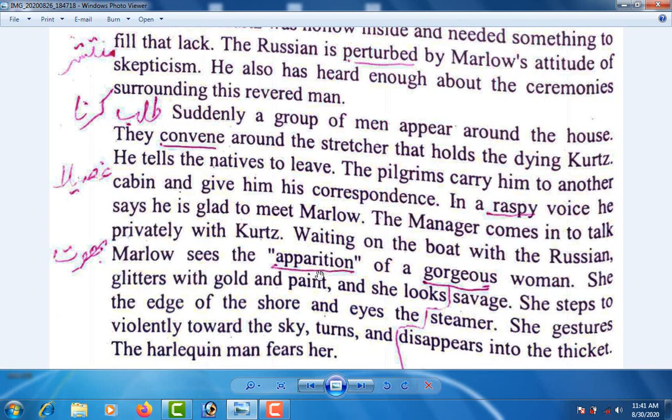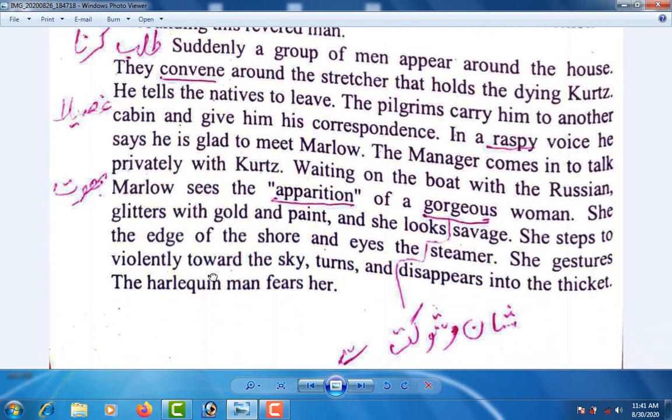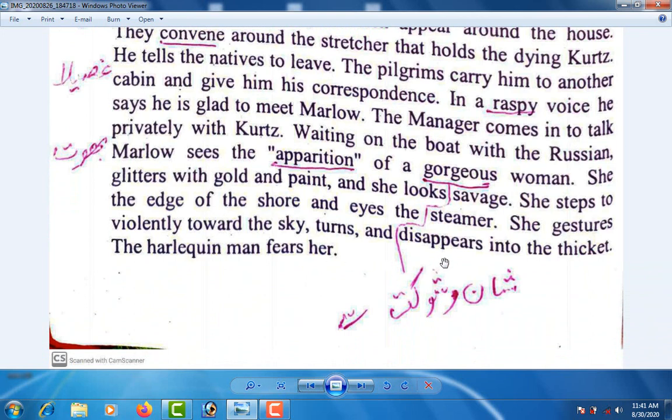Marlow sees the apparition of a gorgeous woman. She glitters with gold and paint, and she looks savage. She steps to the edge of the shore and eyes the steamer. She gestures violently toward the sky, turns and disappears into the thicket. The Harlequin man fears her.